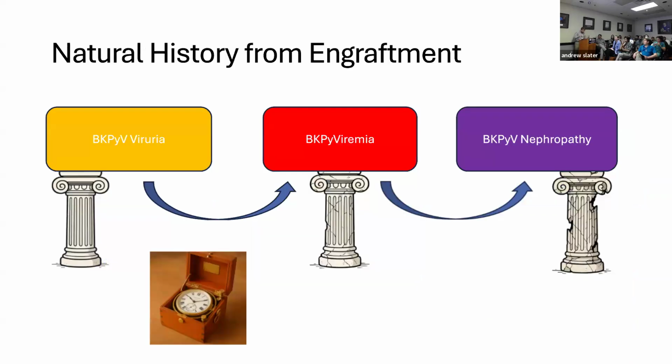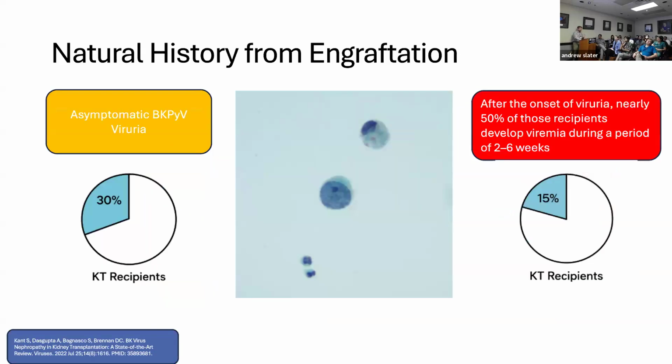So the natural history, just holistically, right? BK viruria precedes BK viremia, which precedes BK virus nephropathy. So asymptomatic BK virus viruria is going to be seen in about 30% of kidney transplant recipients. That's when we can start to see shedding of cells of the urinary tract, such as from the ureter, into the urine. And that's a characteristic cell there.